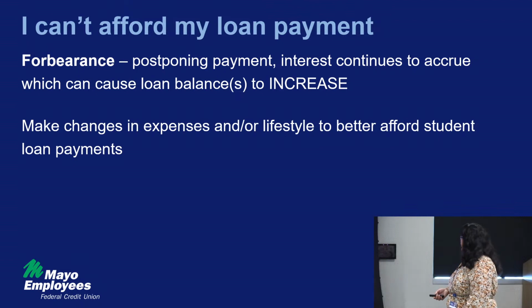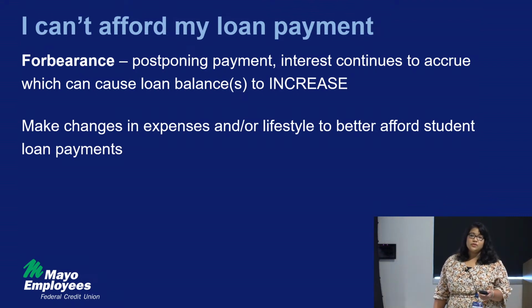Make changes in expenses and lifestyle to better afford student loan payments. And that's going to be a very big one coming up, when people have to start to pay their student loans again. So it's best that we get into a good habit of trying to change your lifestyle now, to cut back on eating out, cut back on entertainment, just so you have enough money to pay towards your student loans coming up.